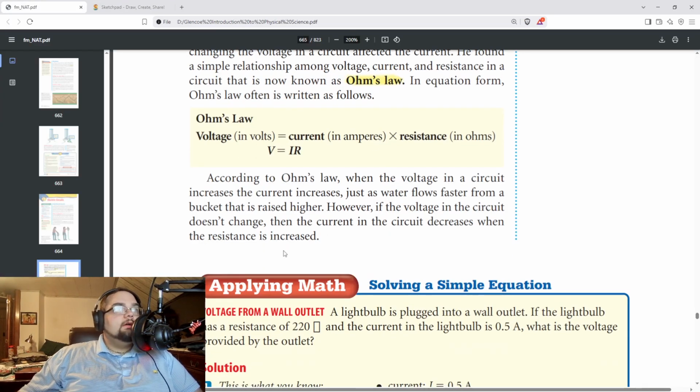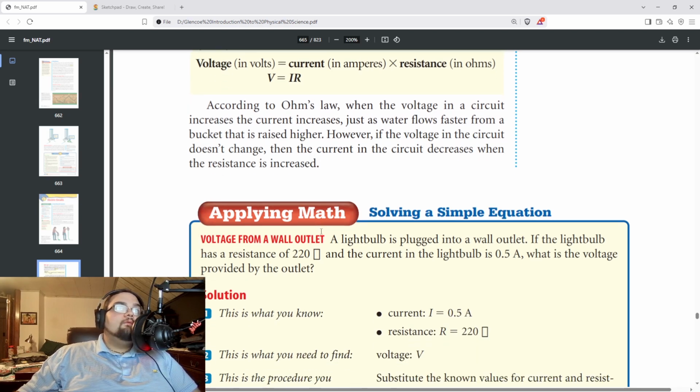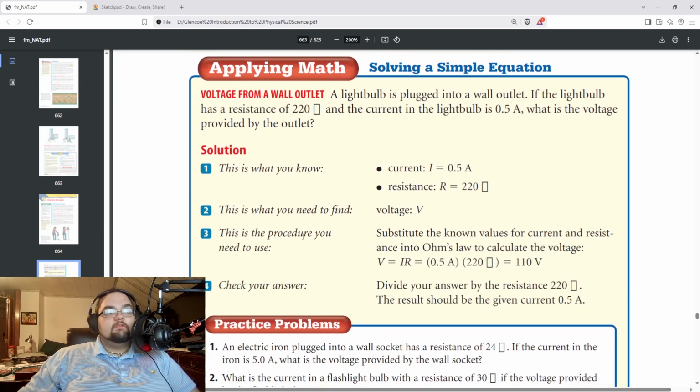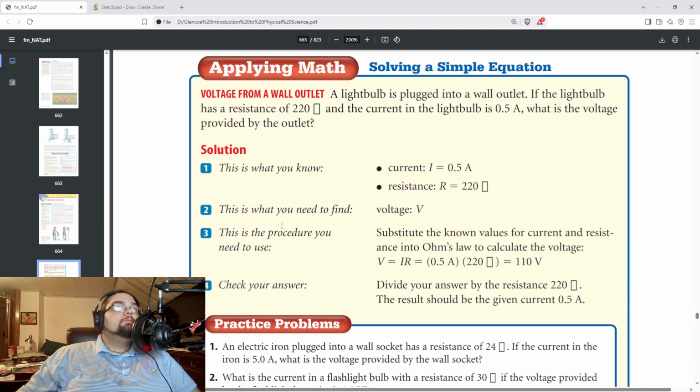according to Ohm's law, when the voltage in a circuit increases, the current increases, just as the water flows faster from a bucket that's raised higher. However, if the voltage in a circuit does not change, then the current in the circuit decreases when the resistance is increased. All right, so here we have a little practice problem.